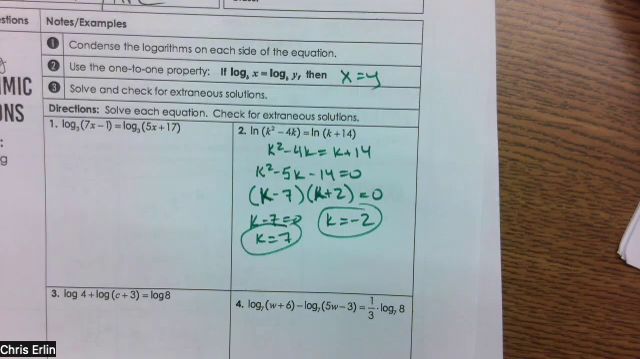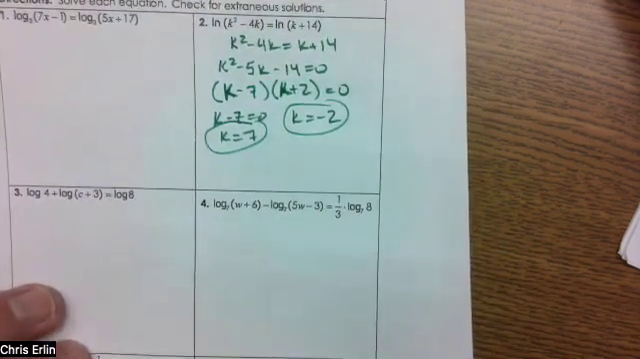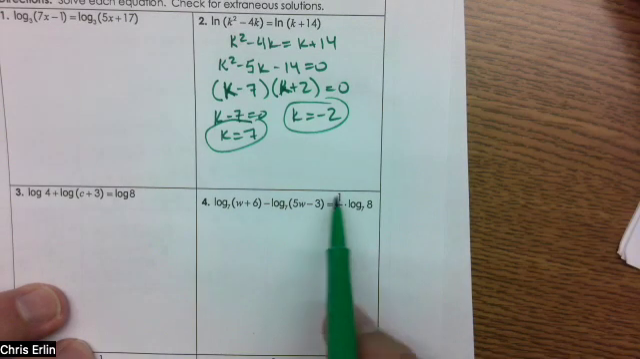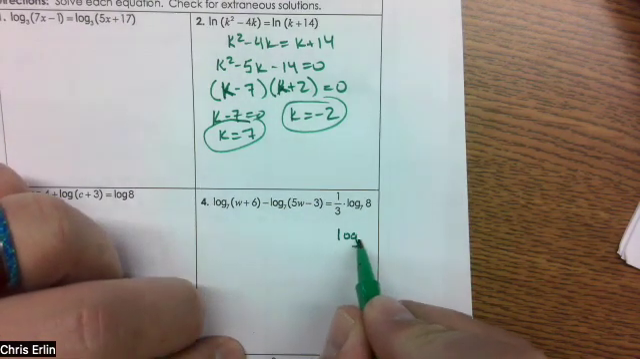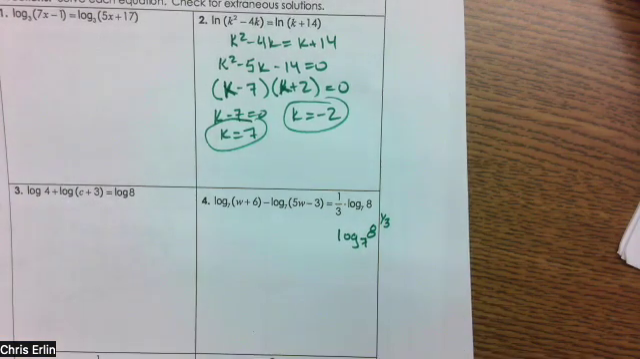Let's do a harder one. Take a look at number 4. What's wrong with it? What makes it harder? The 1/3 is one problem. And we can move that with a power rule up to here, can't we? Log base 7 of 8 to the 1/3. We'll deal with that in just a second.